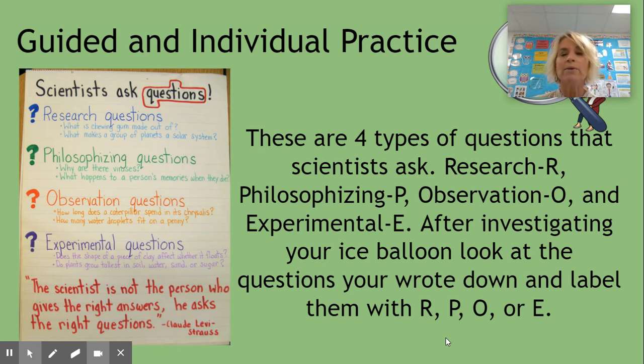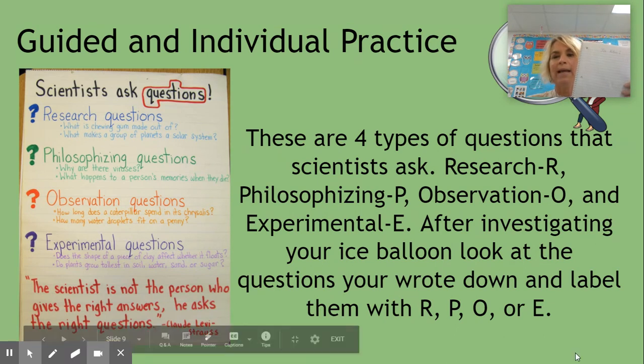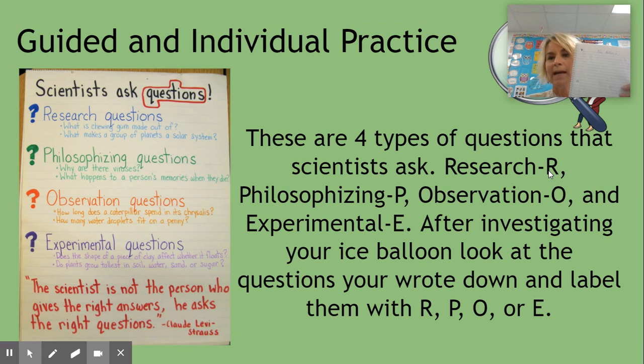So what I want you to do is go back to the questions that you wrote on this page. Okay, remember, I wrote questions down on this page. And I want you to put beside them, if you think it's a question that you could do some research on, an R beside it. If it's a philosophical type question, put a P. If it's something you could observe, put an O.